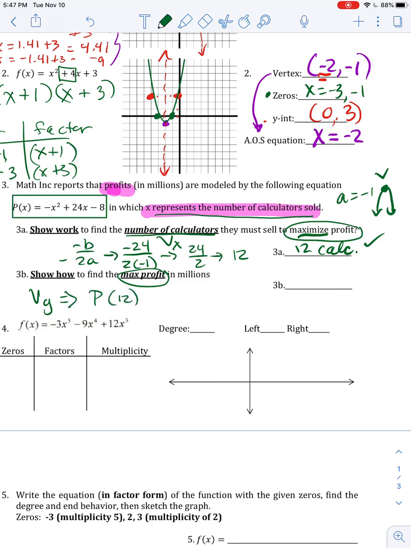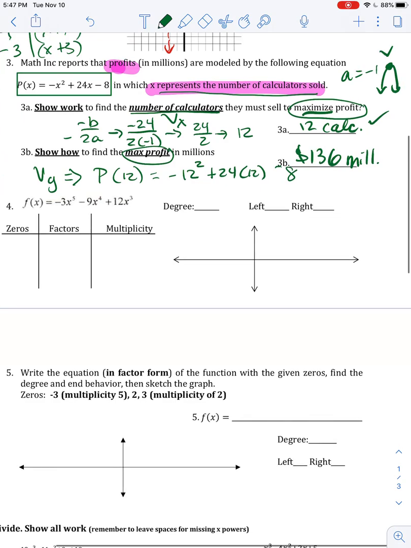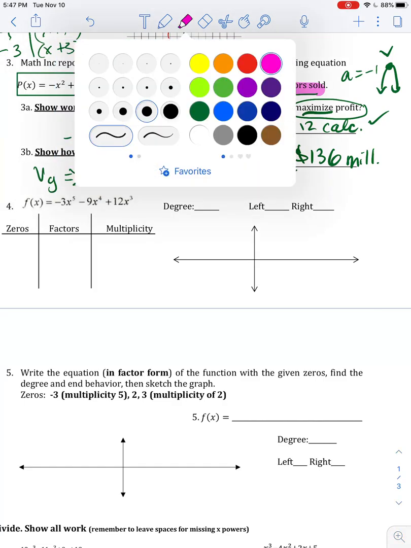So the profit at 12 calculators, which was apparently my max profit number, is going to be -12 squared plus 24 times 12 minus 8. Okay, so I'm just going to go ahead and do that on my calculator. So -12 squared and so on. And I get 136. And keep in mind, that's $136 million. Well, it seems like an awful lot for 12 calculators, but whatevs. It is correct. Okay, so let's take a look at the next one.